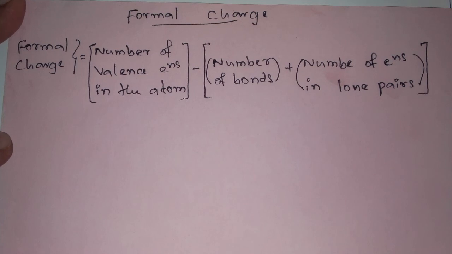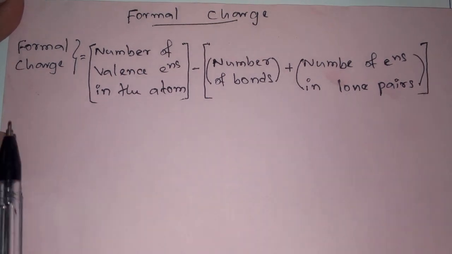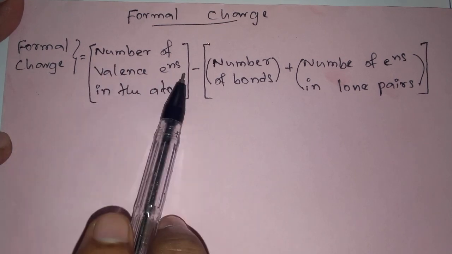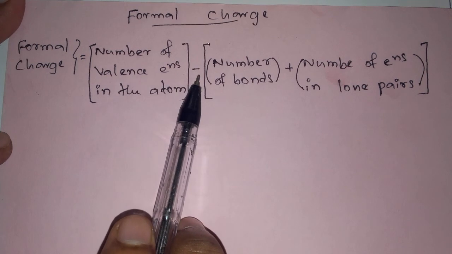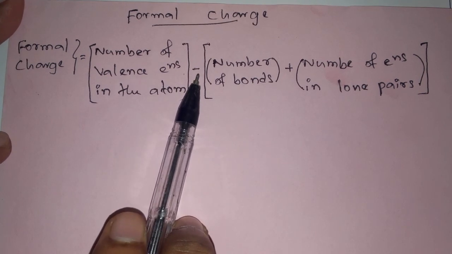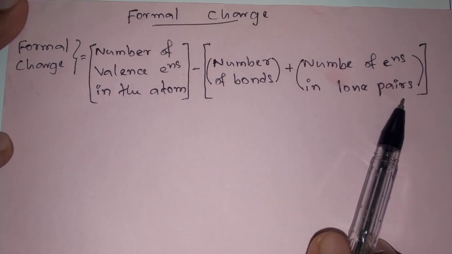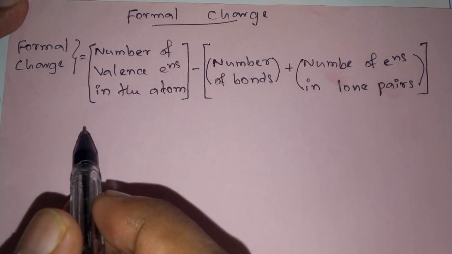And formal charge is calculated by using this simple formula. You can see formal charge is equal to the number of valence electrons in the atom subtracted by the sum of the number of bonds and the number of electrons in lone pairs. Let's see how to use this formula.